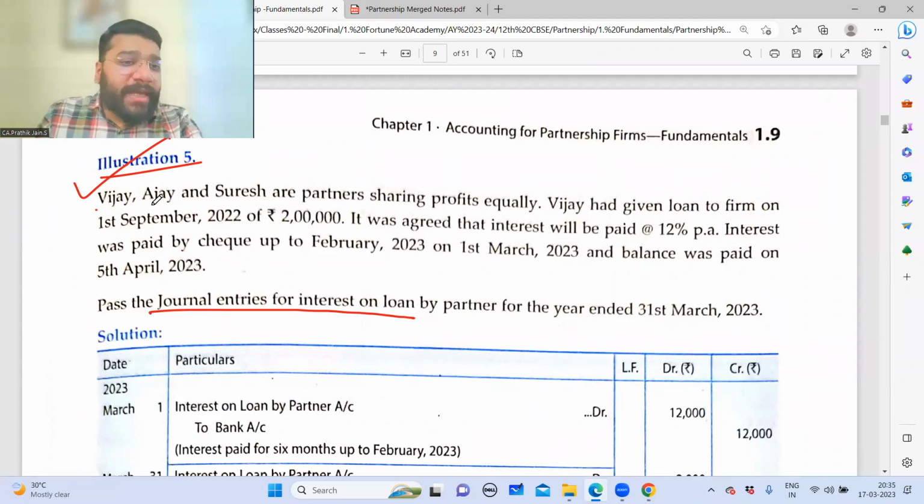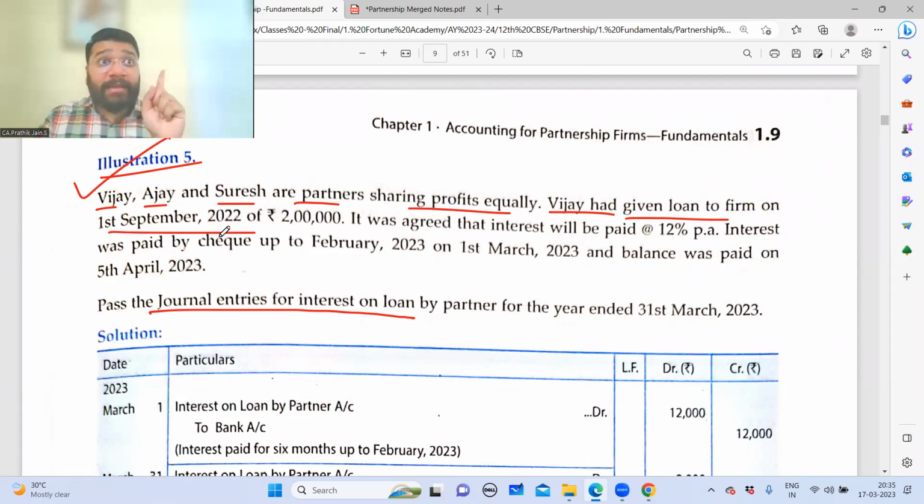Next, Vijay, Ajay, Suresh are partners sharing profits equally. Vijay had given a loan to the firm, so it is a loan by Vijay, a loan by partner, on 1st September 22 for 2 lakh rupees. It is given in the middle of the year, so proportionately you have to calculate the interest. It was agreed that interest will be paid at 12% per annum. So 12% into 6 by 12.